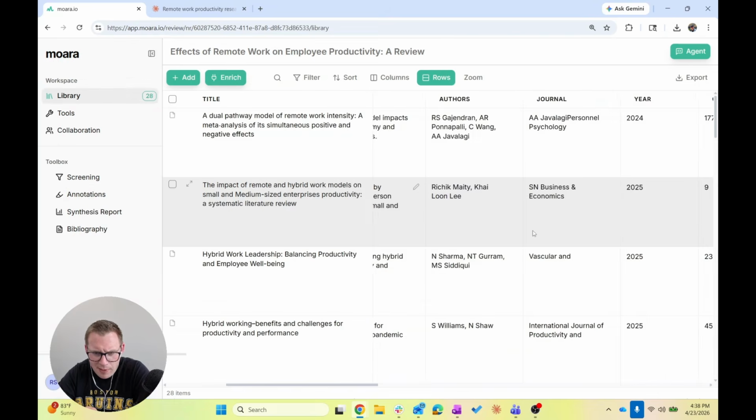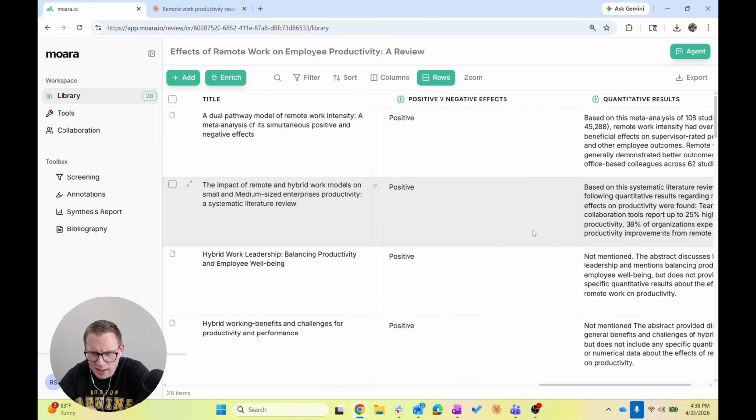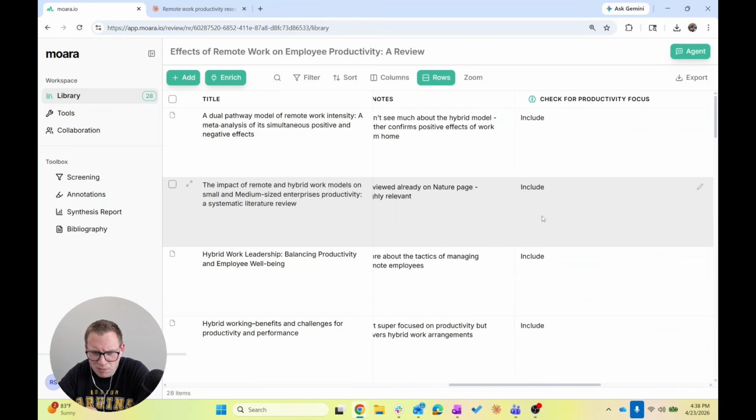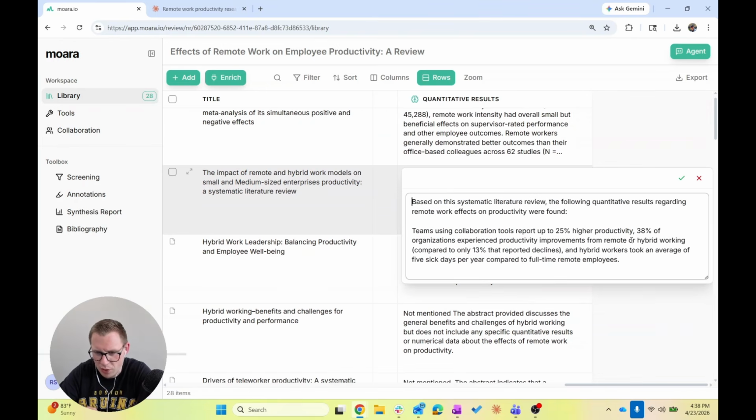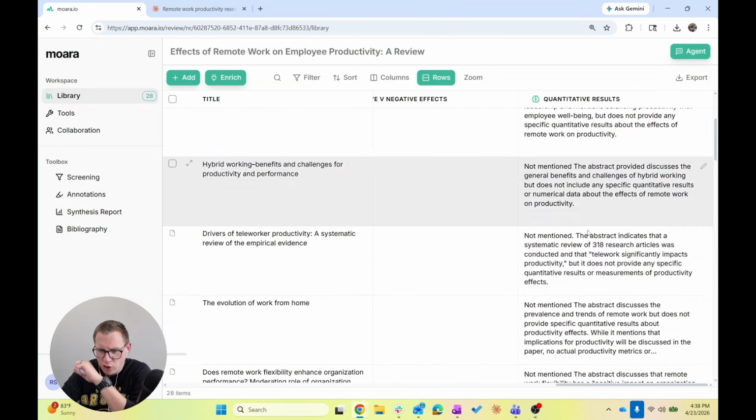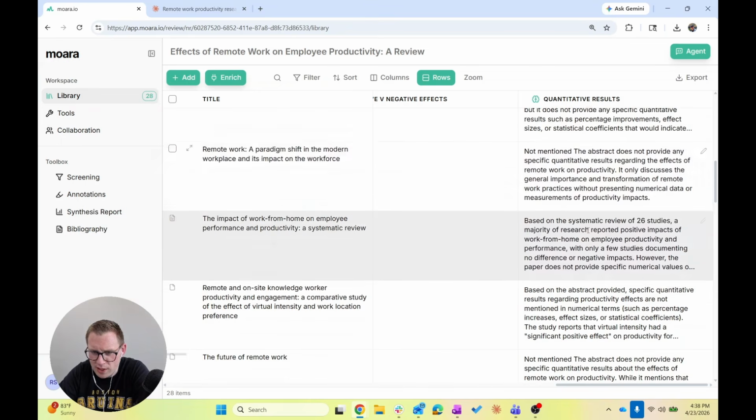Let's get back to our library. Let's hope that is... So that should probably not be a high priority if that's 38% experience productivity. Okay, that's the metric we're looking for. 38% of organizations experience productivity improvements compared to this. So that's still not really the metric we're looking for. Let me do a quicker scroll and see if we've got anything.